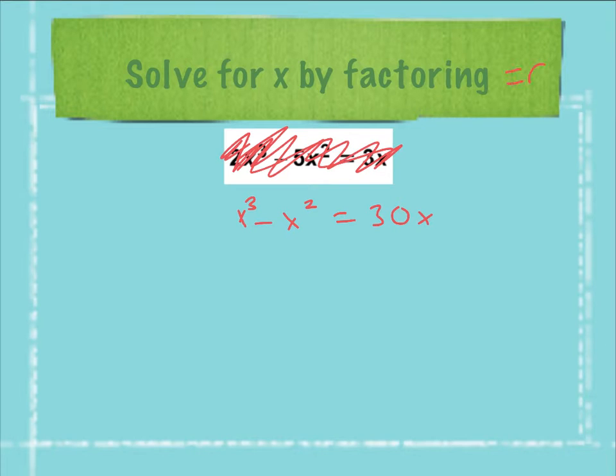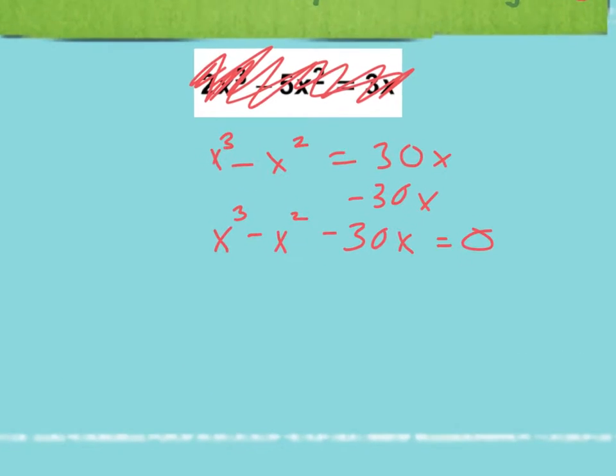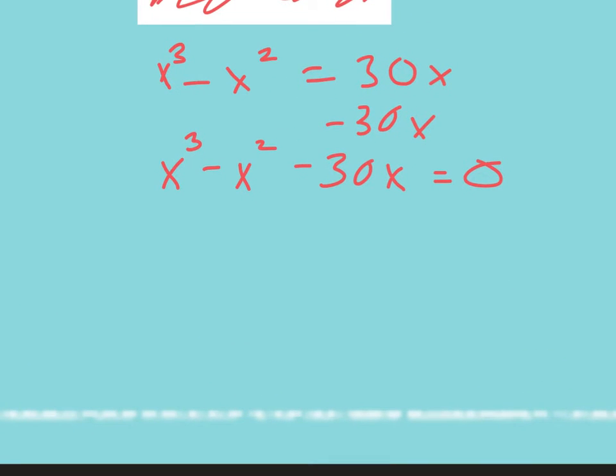Remember, I want it to be equal to 0. So how do I get that equal to 0? Subtract 30x on both sides. So I have x cubed minus x squared minus 30x is equal to 0. So now I got that equal to 0, so I can start factoring.